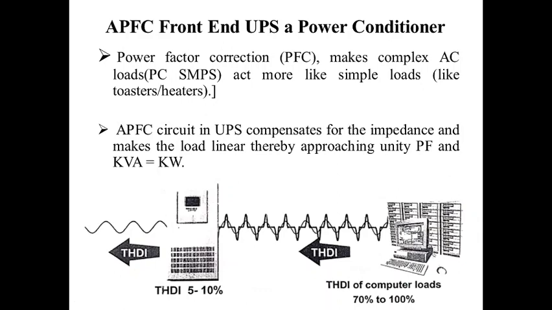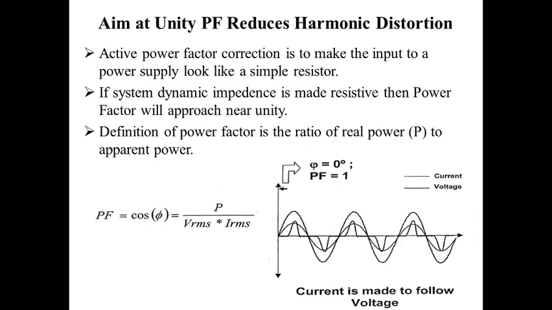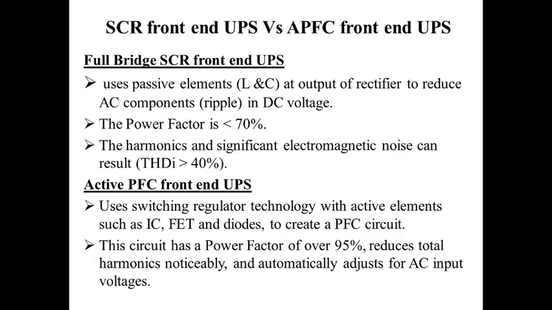So, power factor correction front-end UPS as a power conditioner. Power factor correction makes complex AC loads act more like simple loads. The power factor corrected circuit in UPS compensates for the impedance and makes the load linear because power factor correction is needed. So what do we require? We require a pure resistive circuit. Active power factor correction is to make the input to a power supply look like a simple resistor. If the system dynamic impedance is made resistive, then the power factor will approach nearly unity, as you know.